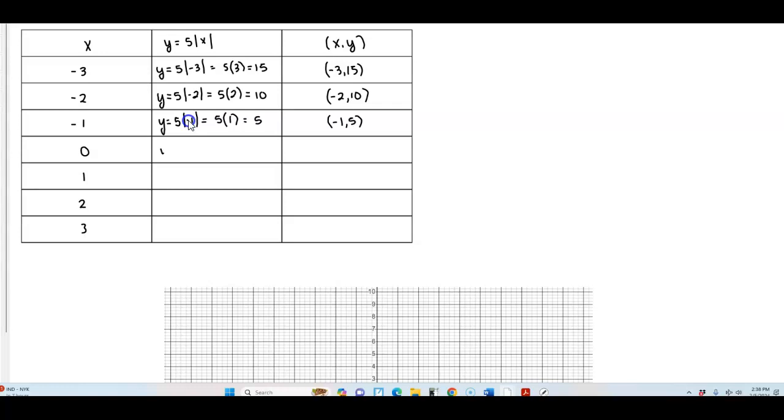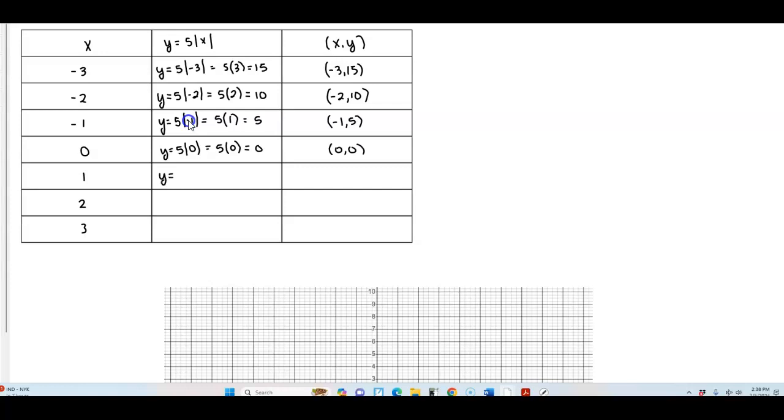Okay, next we're going to plug in 0. So the absolute value of 0 is 0, and therefore 5 times 0 is going to give us 0. So the ordered pair is 0, 0.